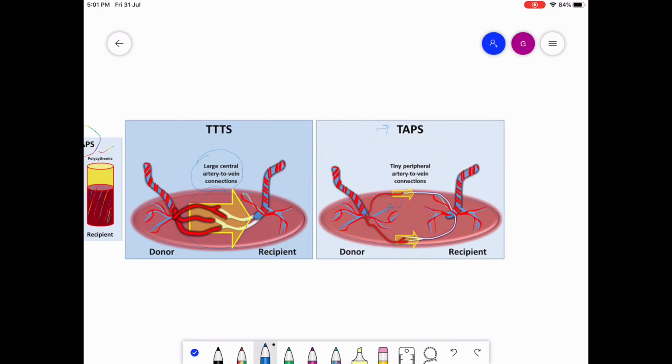So the twin that loses the blood is called the donor twin, this one, while the one that receives the blood is called the recipient twin. So this baby is going to be anemic as it is donating its RBCs, and this baby is going to be polycythemic as this one is receiving the RBCs. So this was all about the twin to twin transfusion syndrome.